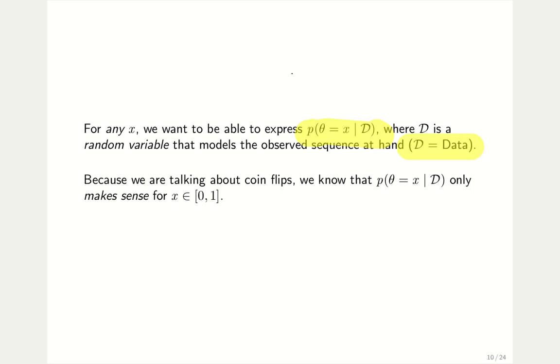And now that theta is a random variable, this means it can take on specific values x. Okay, so we have a random variable theta, and the random variable takes on scalar values x. And because the parameter theta is a probability, that means x has to be between 0 and 1.